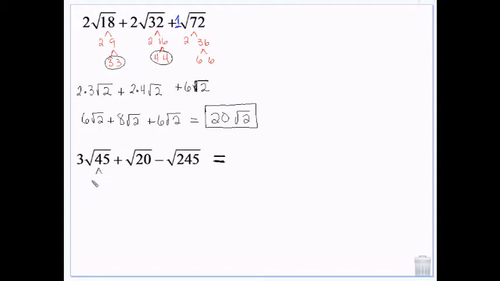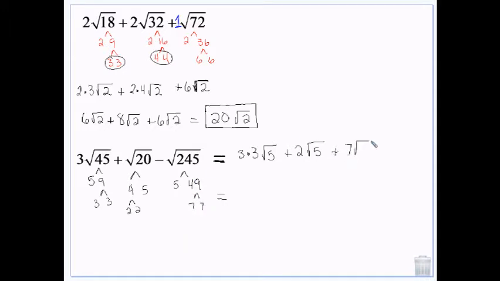All right, 45 is 5 times 9, and 9 is 3 times 3. So this first one becomes 3 square root of 5. 20 is 4 times 5, and 4 is 2 times 2. So this becomes 2 times the square root of 5. And 245 is 5 times 49, which is 7 times 7. So it becomes 7 times the square root of 5.